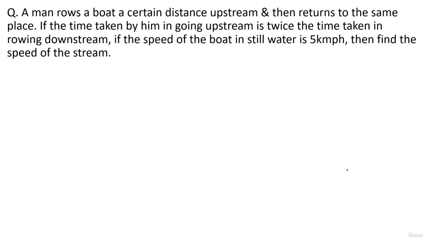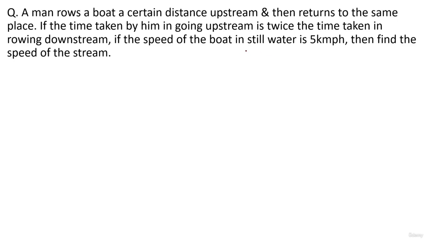A man rows a boat at a certain distance upstream and then returns to the same place. If the time taken by him in going upstream is twice the time taken in going downstream, and the speed of the boat in still water is 5 kilometers per hour, then find the speed of the stream. Okay, it is exactly based on the previous question we solved. I want you to again pause the video and try the solution, and then we'll discuss.